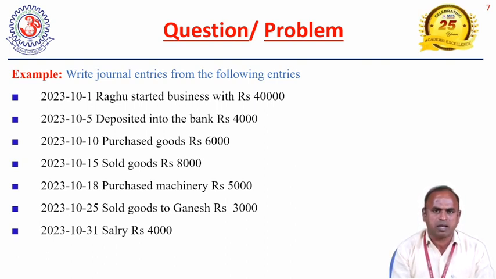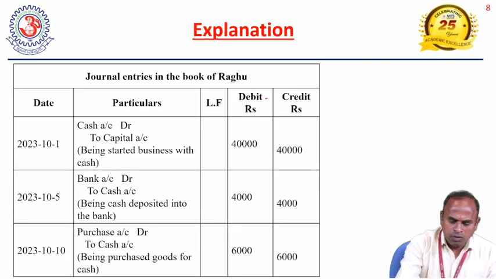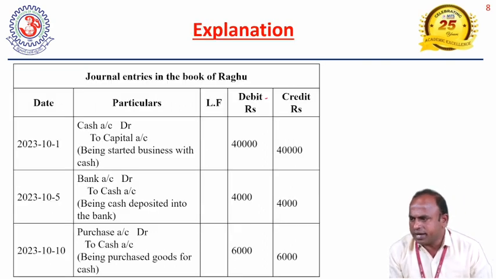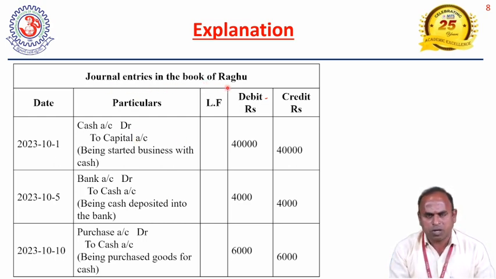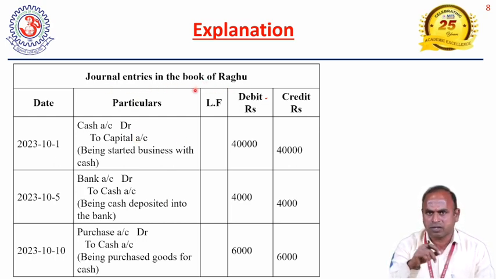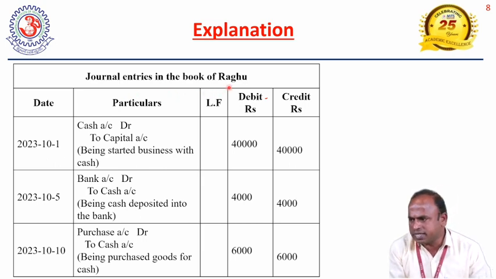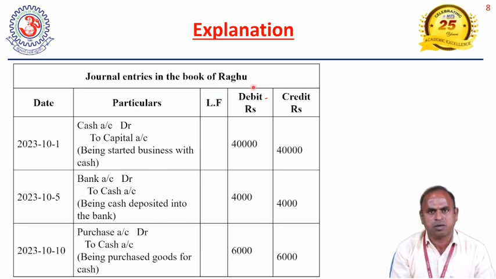As per the real account, you write down credit side. So salary account debtor to cash account. Then you see journal entries in the book of Raghu. It is the heading. So everyone, you write down the heading on top of the table, journal entries in the book of Raghu. Raghu is the owner.